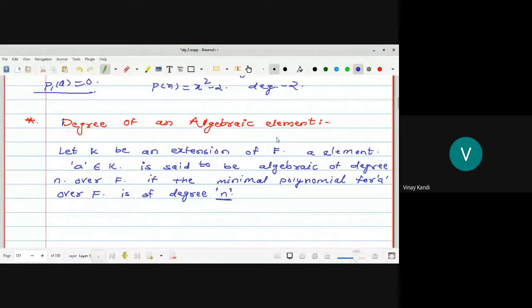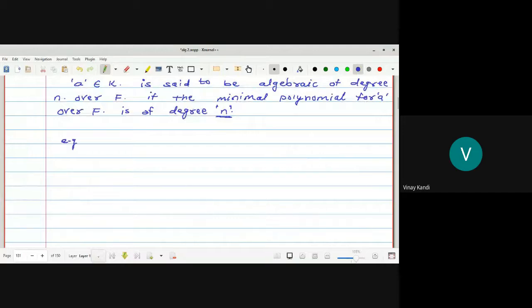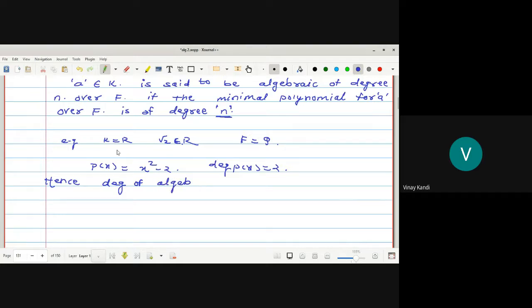For example, again, K is equal to R, and root 2 belongs to R, and F is equal to the set of rational numbers. What is the degree of this algebraic element? What is the p of x polynomial? x square minus 2. So the degree of p of x is equal to 2. Hence, the degree of algebraic element A, that is root 2, is equal to 2. Any doubt? This is example number 1.